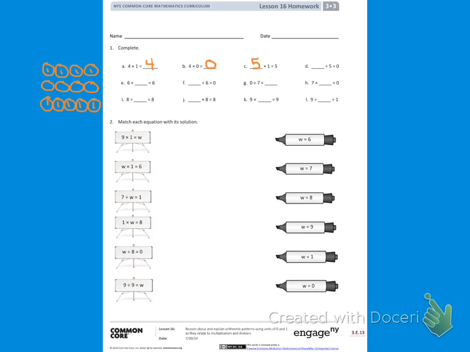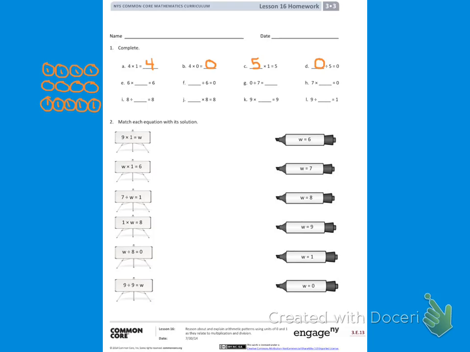What about with item D? Blank divided by 5 equals 0. Well, if you divide something by 5 and end up with 0, the only possible choice is 0. If you have 0 groups and you divide it 5 ways, that's not possible because 0 groups divided by 5 ways is 0. Now you go ahead and finish items E through L on your own.